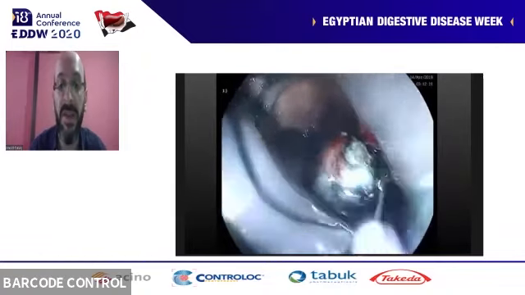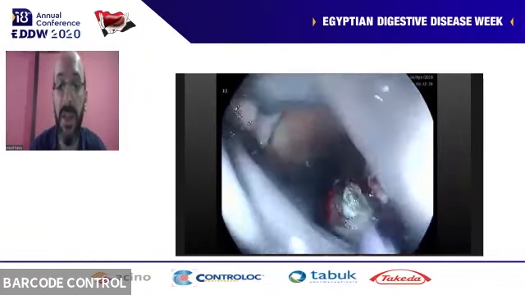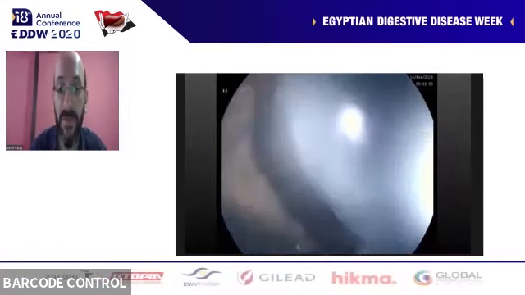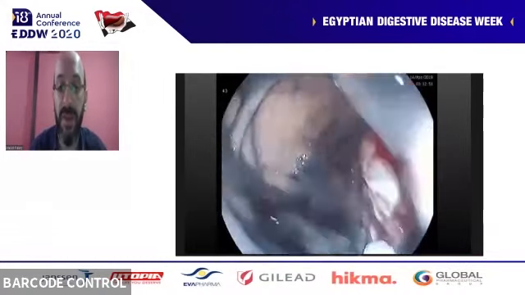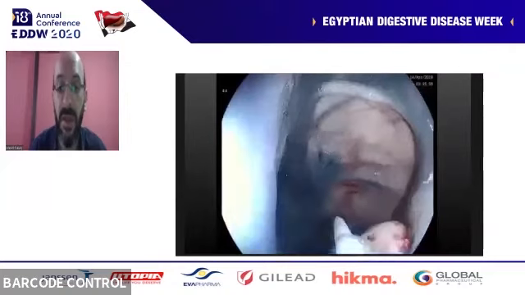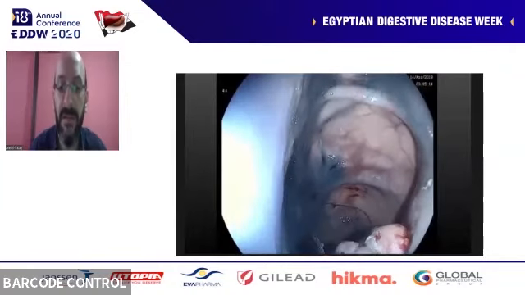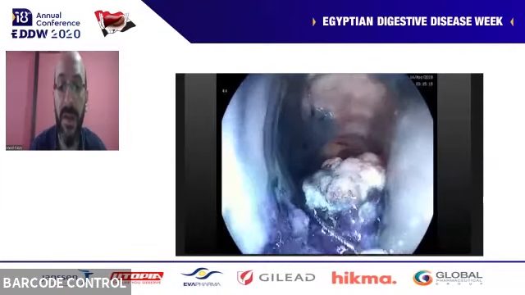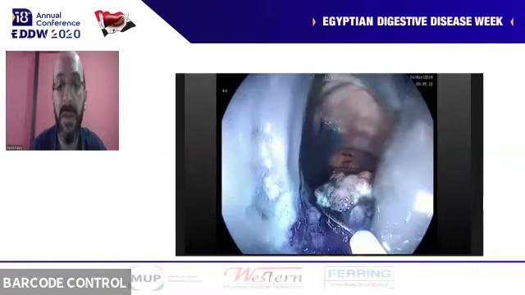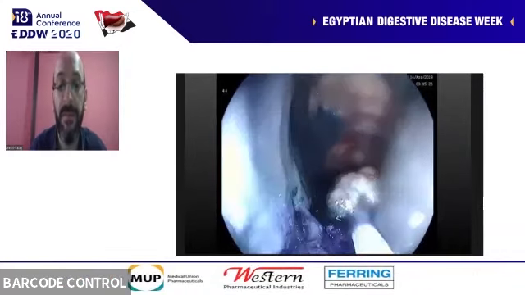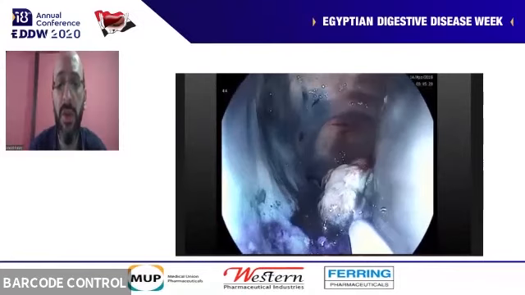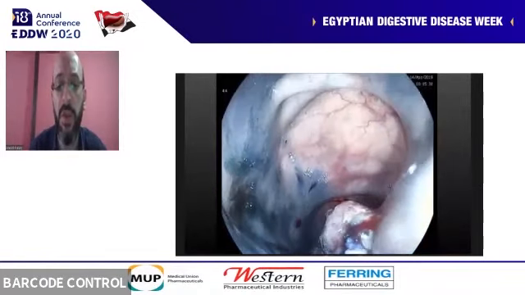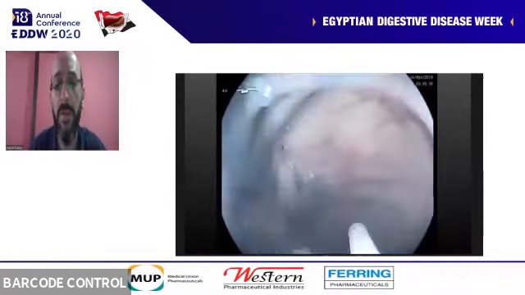We resect piece by piece, checking for no residual between the polyps after each resection. And this is, I think, the final one, for resecting the last piece of the laterally spreading tumor. After that, you should check that no residual tissue remains in between. The residual tissue can be removed by a small snare or even biopsy.